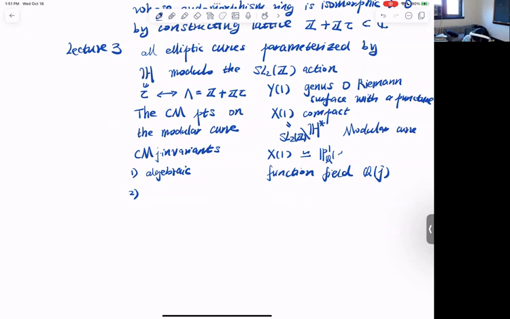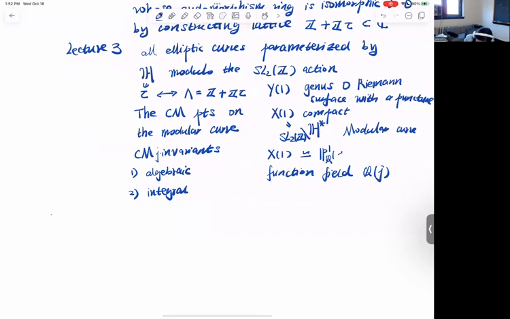And second of all, these J invariants are integral. So the CM J invariants are algebraic integers. And this tells us, for example, that a CM elliptic curve has everywhere potentially good reduction. Okay, so this is what we discussed in lecture 3. In lecture 3, first of all, we looked at all the elliptic curves together, and we looked at the CM ones inside this family. And second of all, we discussed some properties of CM elliptic curves.